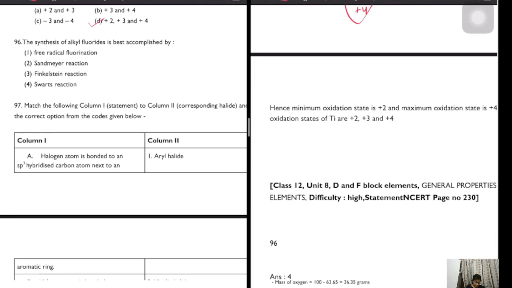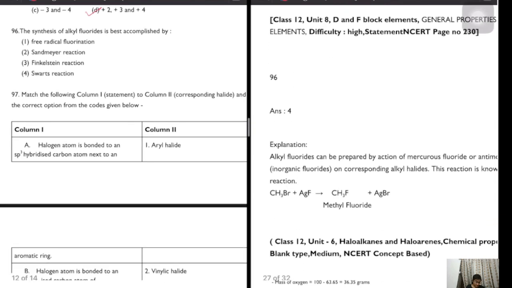Now in the next question, the synthesis of alkyl fluoride is best accomplished by? See, if I need to synthesize alkyl fluorides, it is given in your NCERT. We use the Swarts reaction, in which we take any alkyl halide, for example CH3Br, and we take AgF, or we can take other ones also. I guess it was Hg2F2 also. Then we have CH3F plus AgBr.